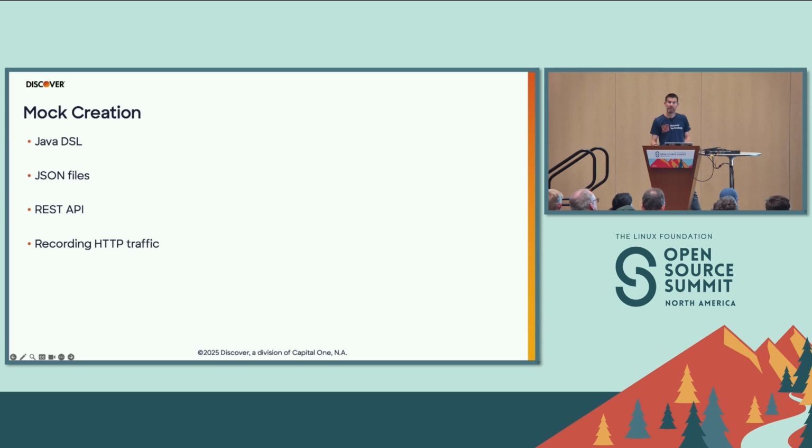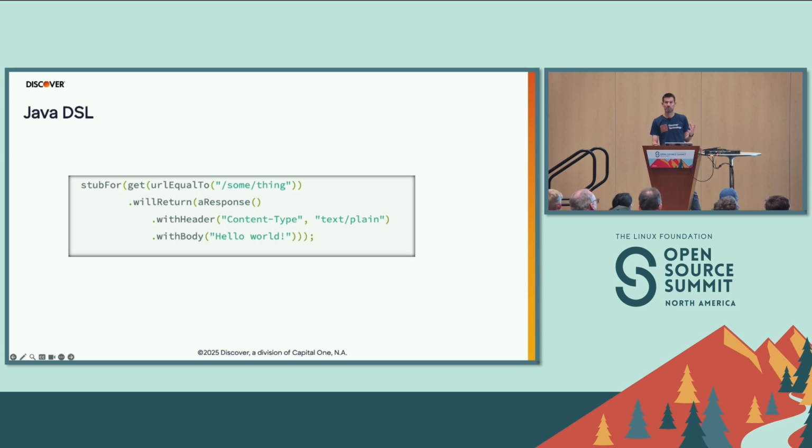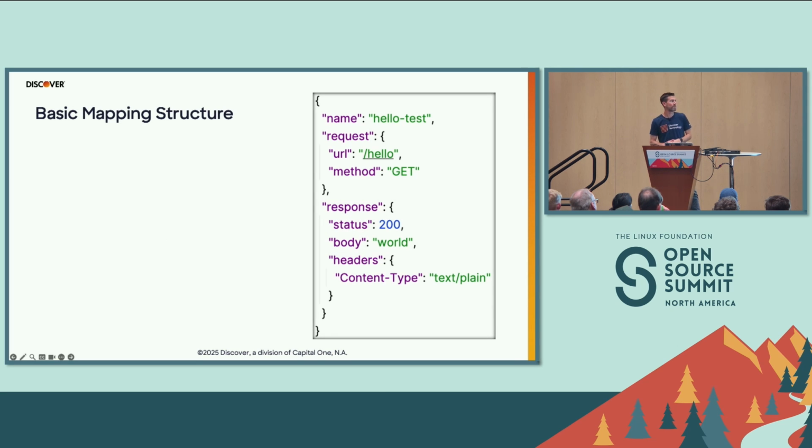Now, as far as creating the mocks that you want to use with your server, there are a couple of different options that I'll go through. The first one is the Java DSL. This is more strictly if you're running it in process directly with some tests. But I'm going to focus more on the mapping structure when you have actual JSON files. So this is just a simple example.